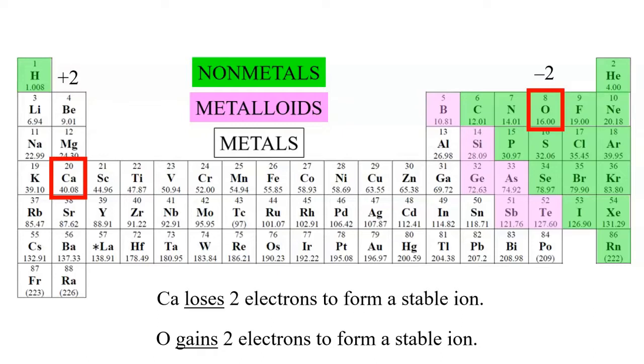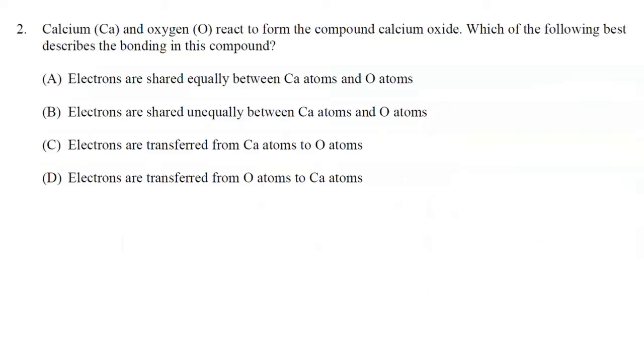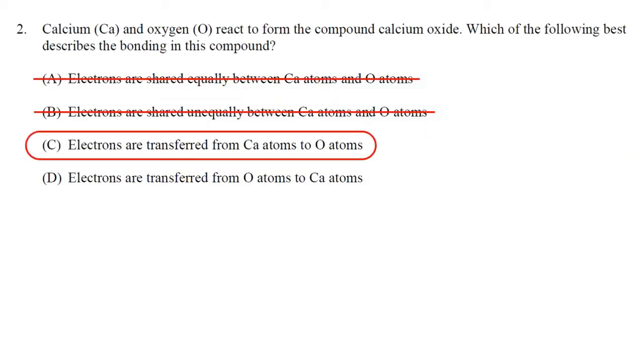That means that electrons are transferred from the calcium, which loses electrons, to the oxygen, which gains electrons. So it's not about sharing electrons, it's about transferring electrons from the calcium to the oxygen. Correct answer is C.